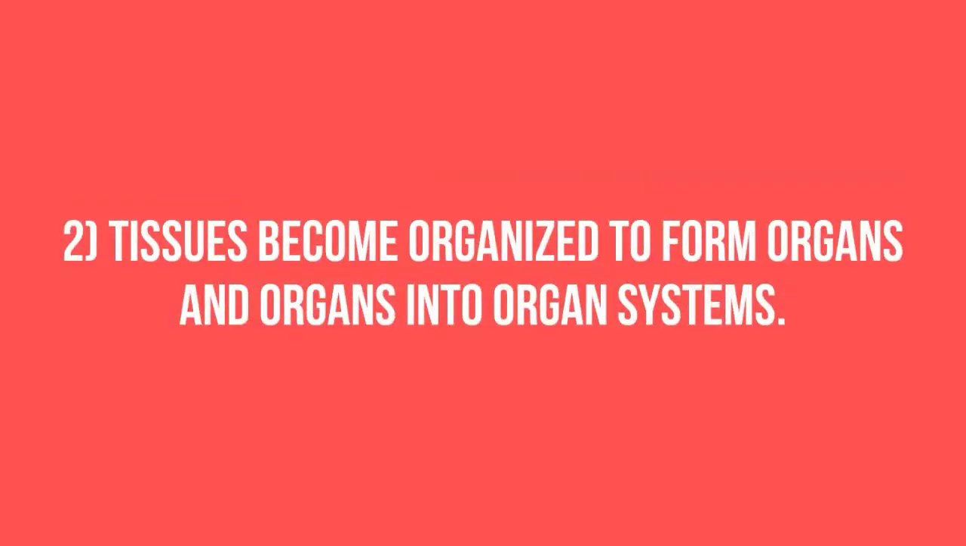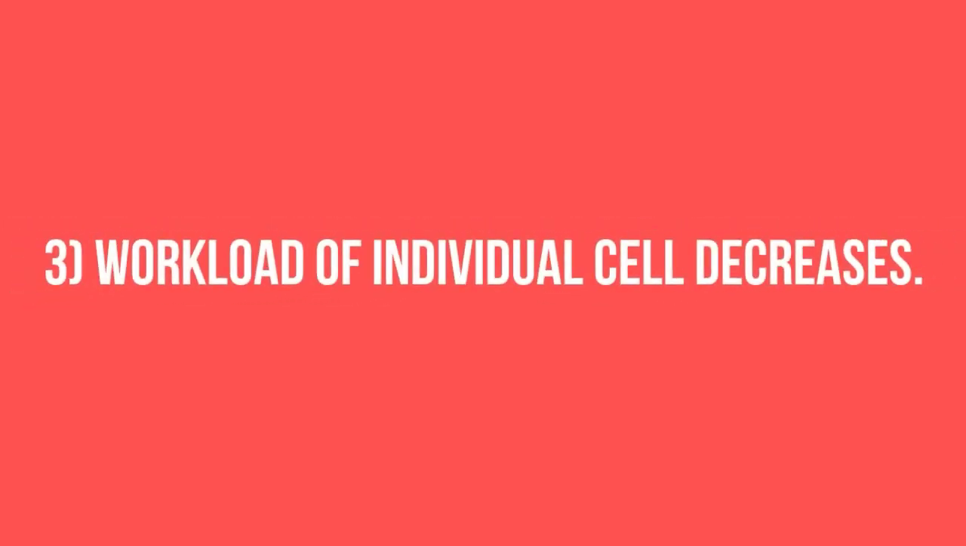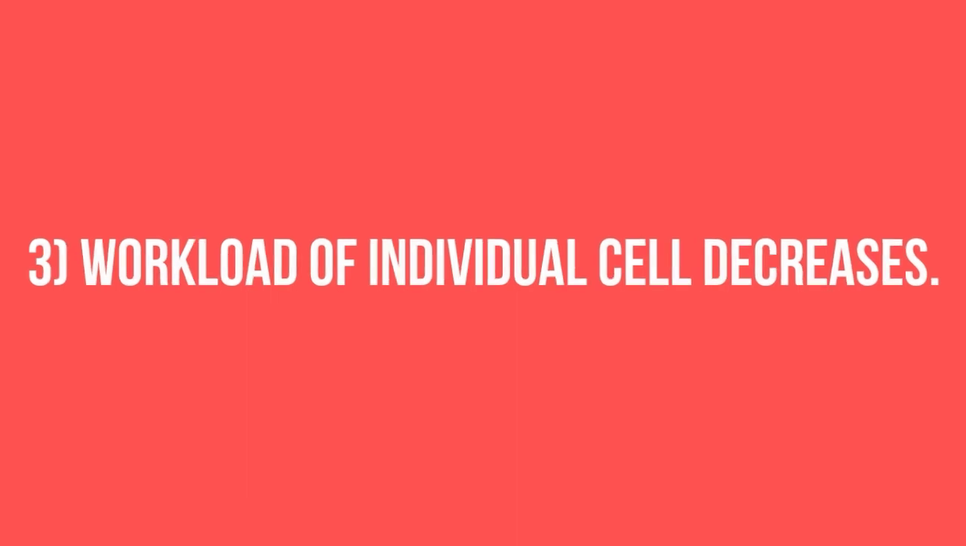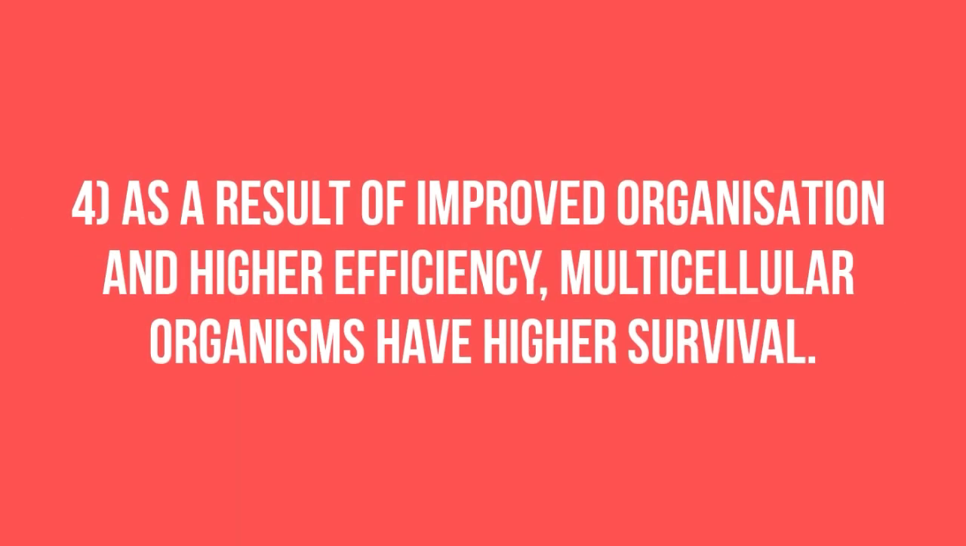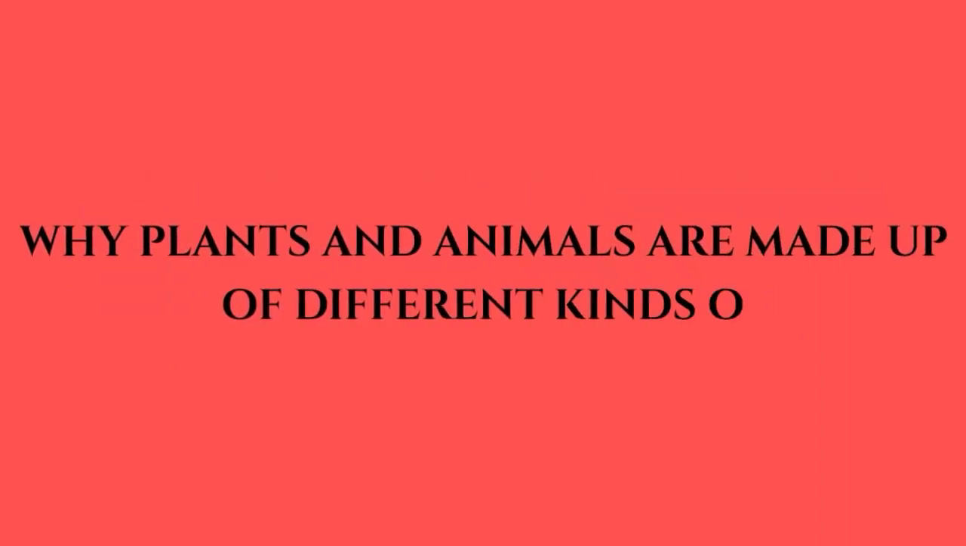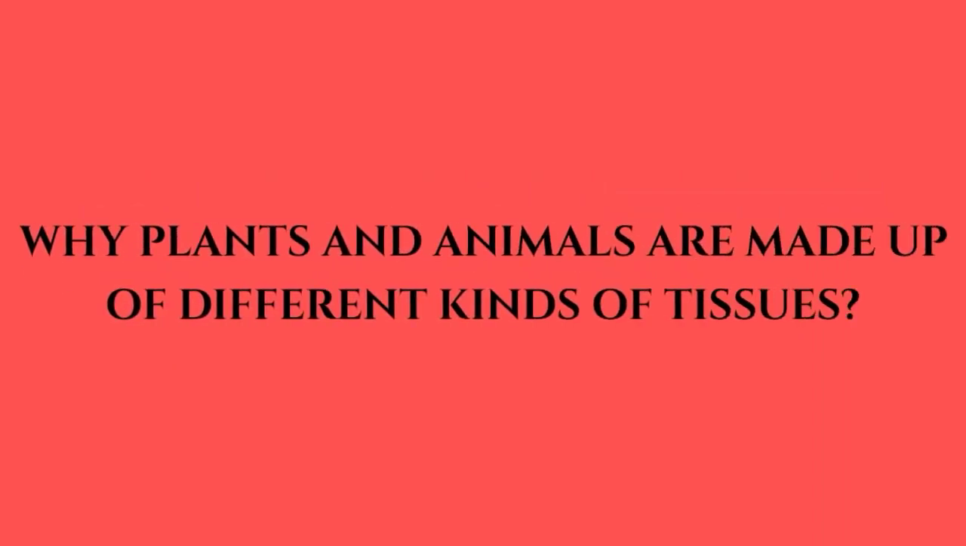Tissues become organized to form organs and organs into organ systems. The workload of the individual cell decreases. As a result of improved organization and higher efficiency, multicellular organisms have higher survival. But why are plants and animals made up of different kinds of tissues?